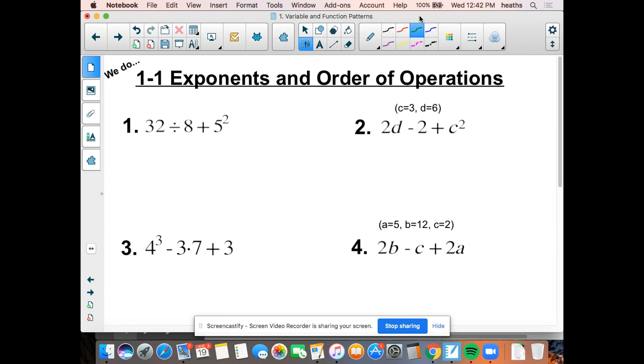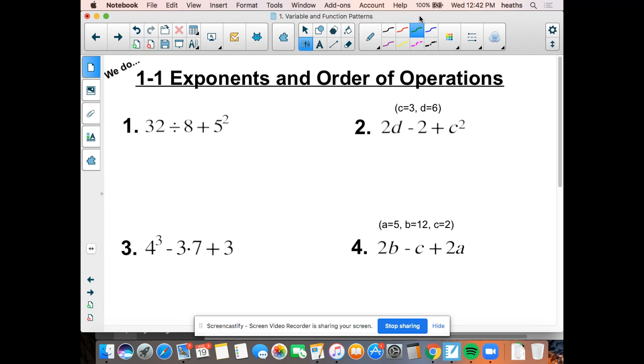I'm not going to take as much time as I did in the I do section. But I wanted to at least look at what the correct answers were, how I solved them, and see if you got the same thing. And if you didn't, you can use this video to practice your skills and learn the material a little bit. So first, 32 divided by 8 plus 5 to the second.